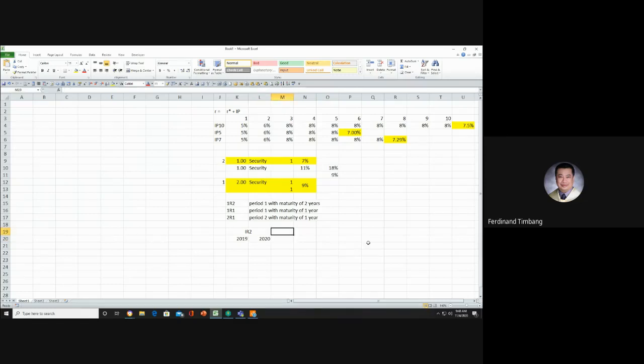So si 1R1, nasa 2019. Kasi ang sabi nga niya ay period 1 with maturity of 1 year. Kaya 2019 lang yan. Kung nag-start ng January 1 yan, mag-i-end ang January 31. Pagdating nung isa, 2R1, ibig sabihin nun, 2020 naman siya.